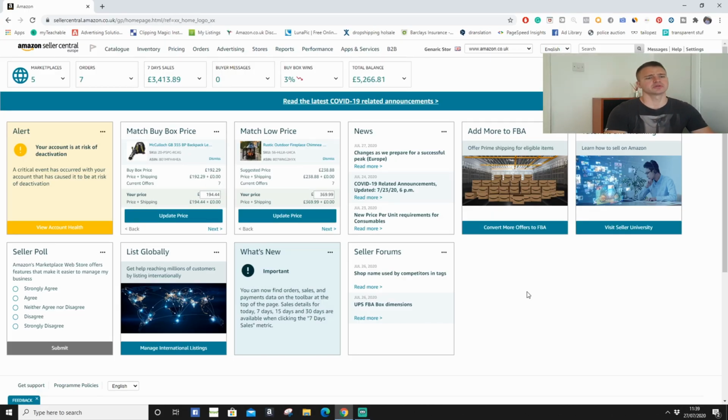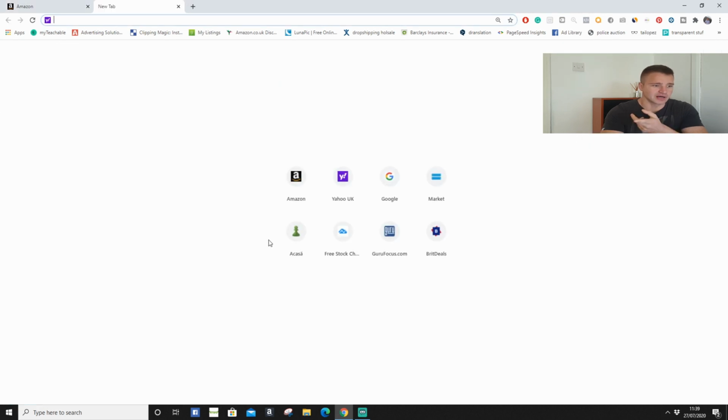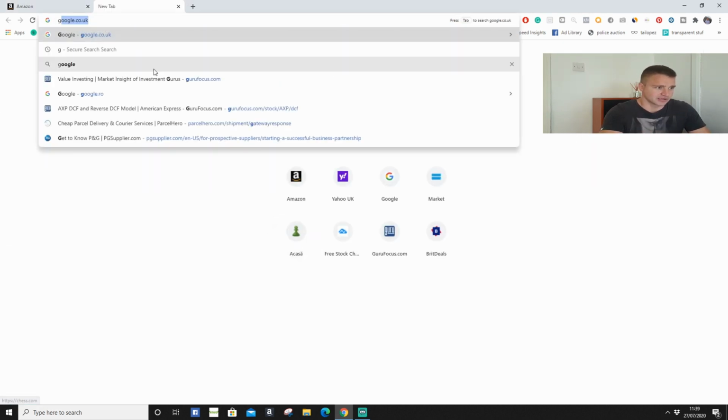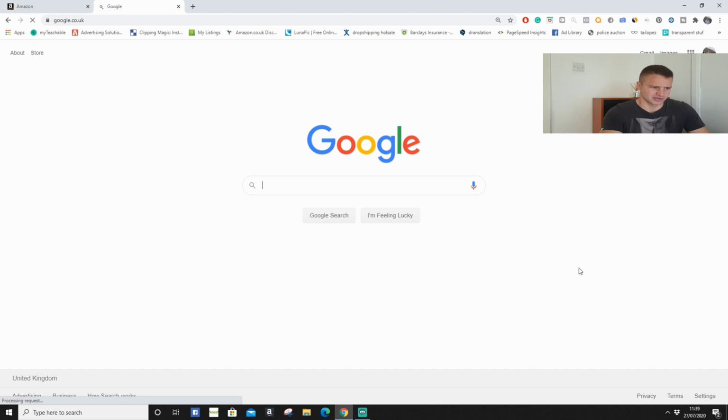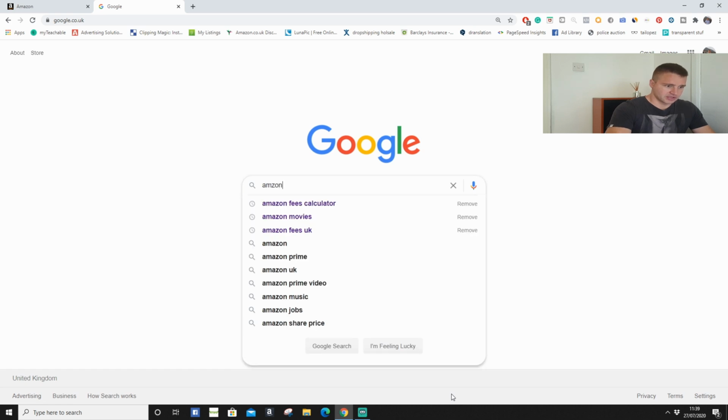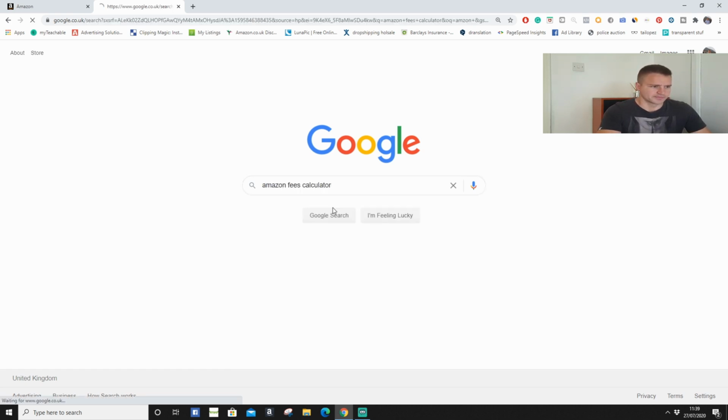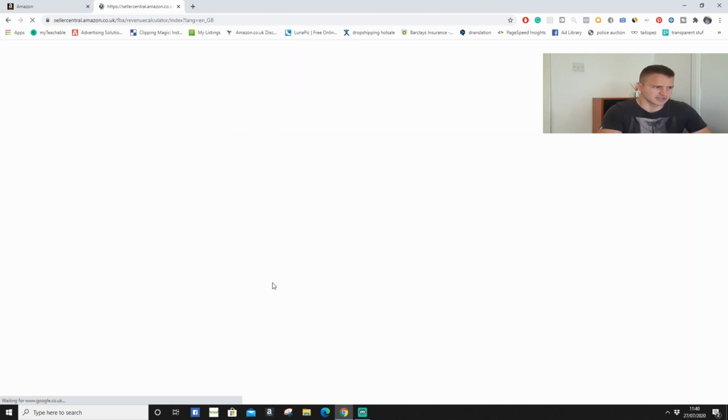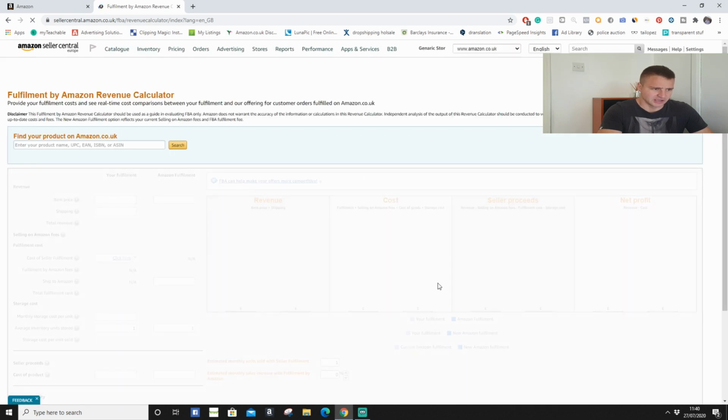Okay, here on my computer, like I said, I'll show you how to calculate profit margin, which is very simple if you have a computer. But if you are out there searching for items, you can just use the app. First of all, you have to go to the Amazon fee calculator, so it's pretty straightforward.